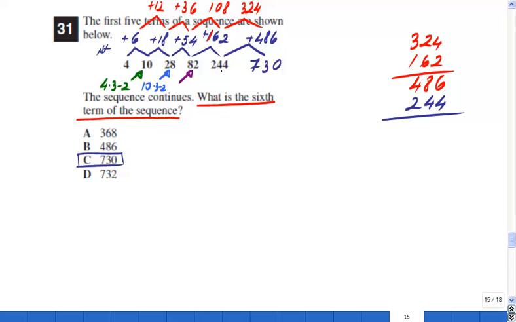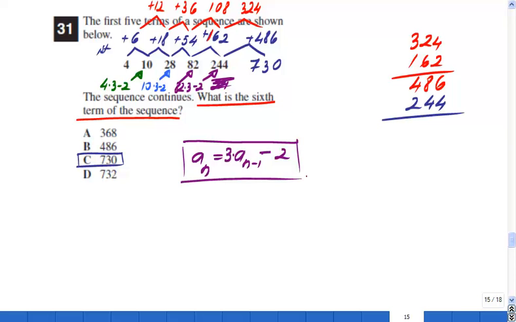Is 82 times 3 minus 2 equal to 244? 82 times 3 is going to be 246, minus 2, 244. Right, it's working. So looks like you can say that the nth term in the sequence will be the previous term, a sub n minus 1, times 3, or you can say 3 times the previous term, from which you subtract 2. And this is the rule.